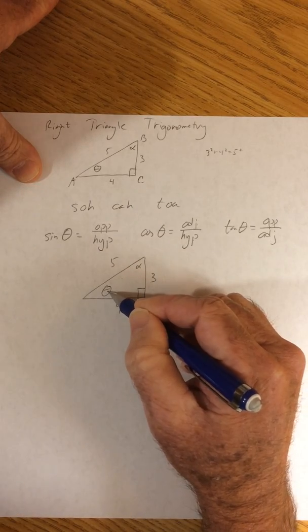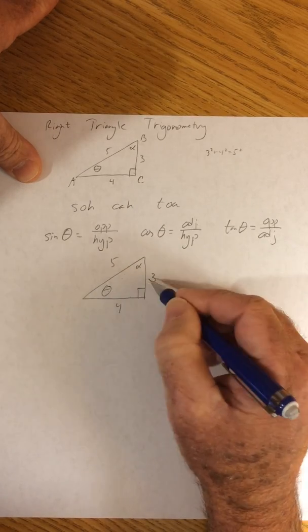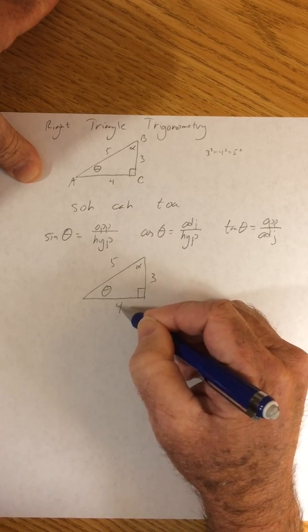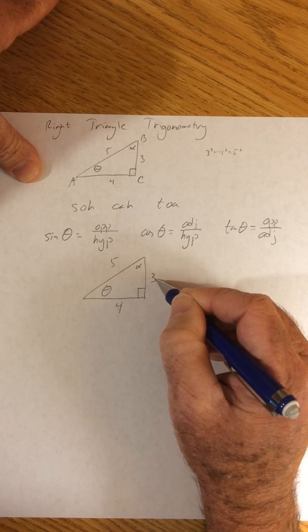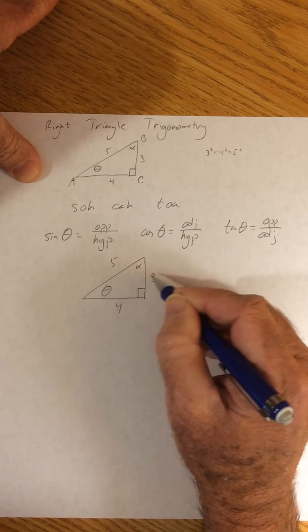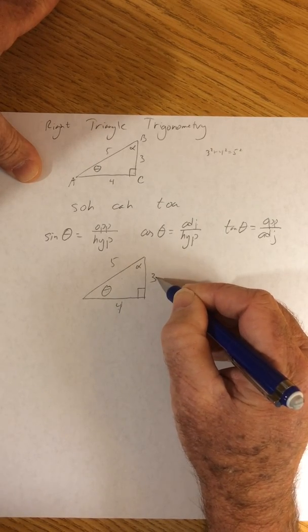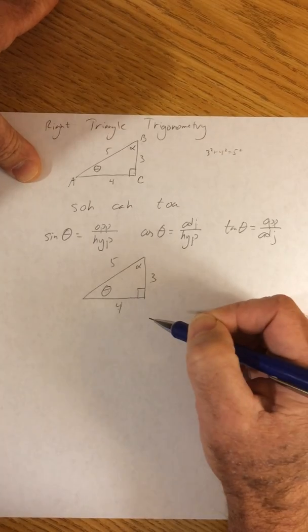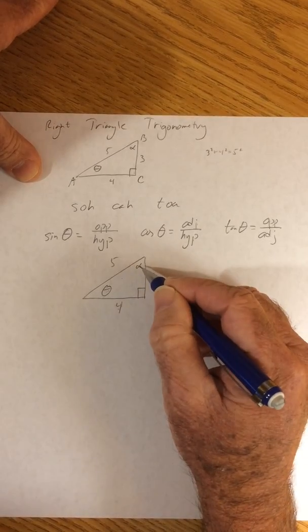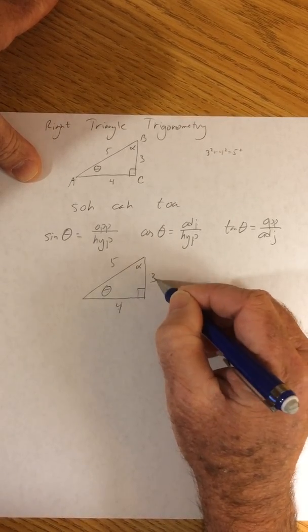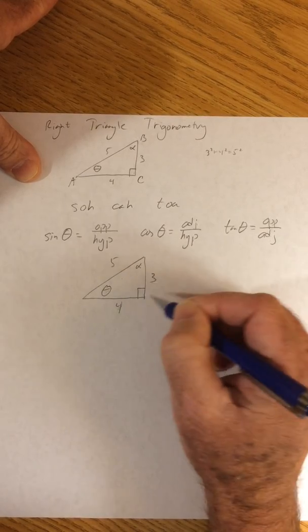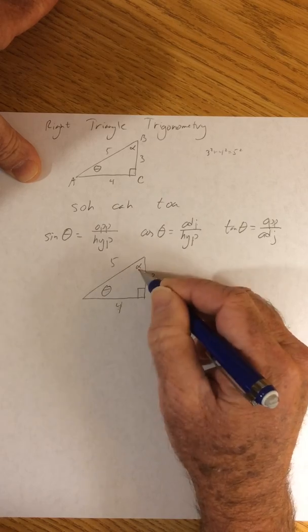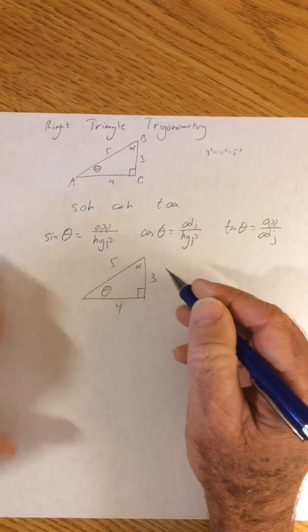If I look at angle theta, this side is considered to be adjacent to angle theta because it touches angle theta. That side, the 3, is considered to be opposite angle theta because it does not touch angle theta. If I look at angle alpha, the 3 is adjacent and the 4 is opposite because the 3 touches alpha and the 4 does not touch alpha. It is opposite. So I can write this.